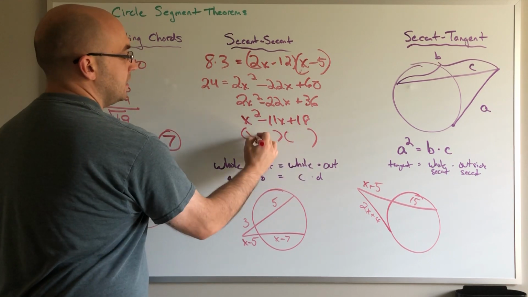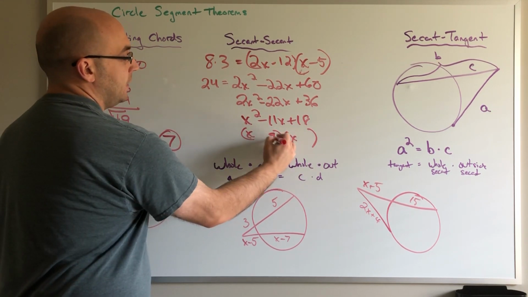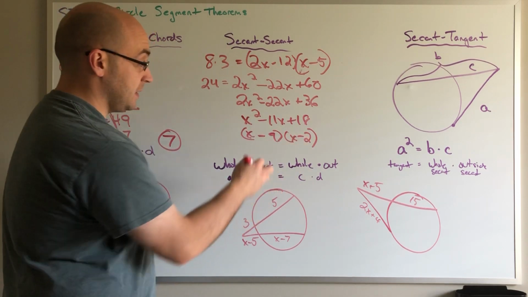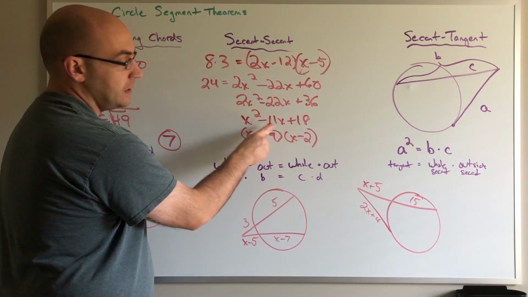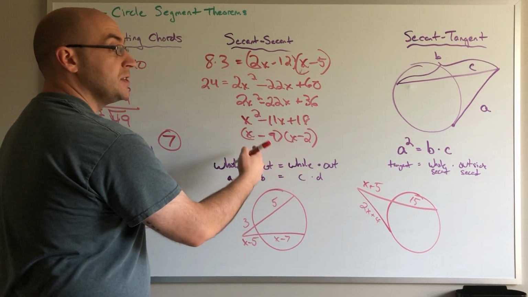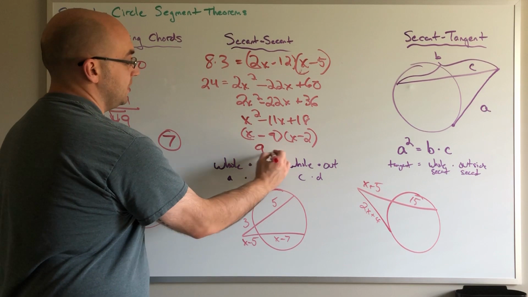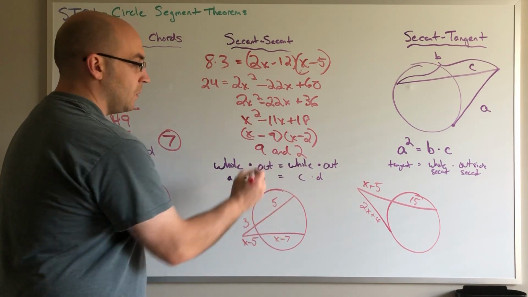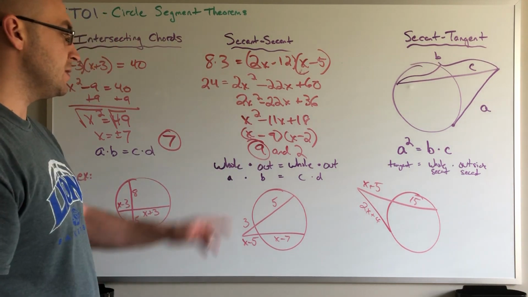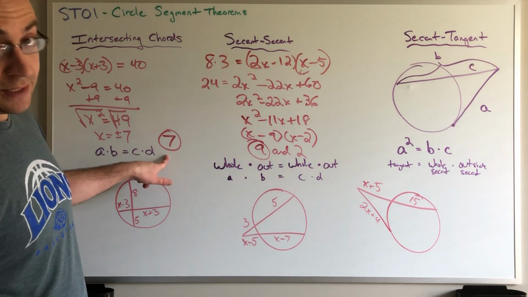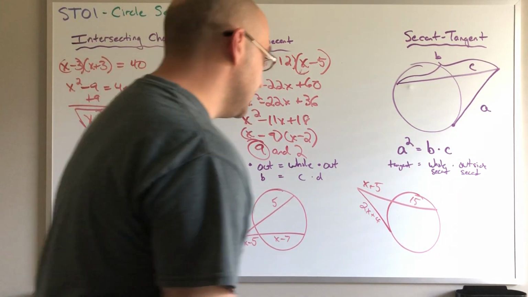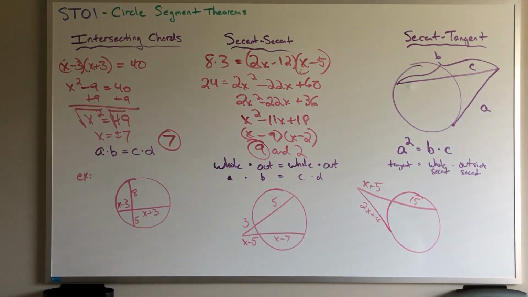Factor it by inspection. You know you need an x and an x. I know I need a 9 and a 2. And they both have to be minuses, because I need to add them together to get negative 11, but multiply together to get positive 18. Now, if I solve for x here, I get 9 and 2. Well, I only want the 9. I want the biggest number, the largest distance in the continuum. Like this one, I need the positive value. This one, I need the biggest value. And then the last one over here, we'll talk about secant tangent.